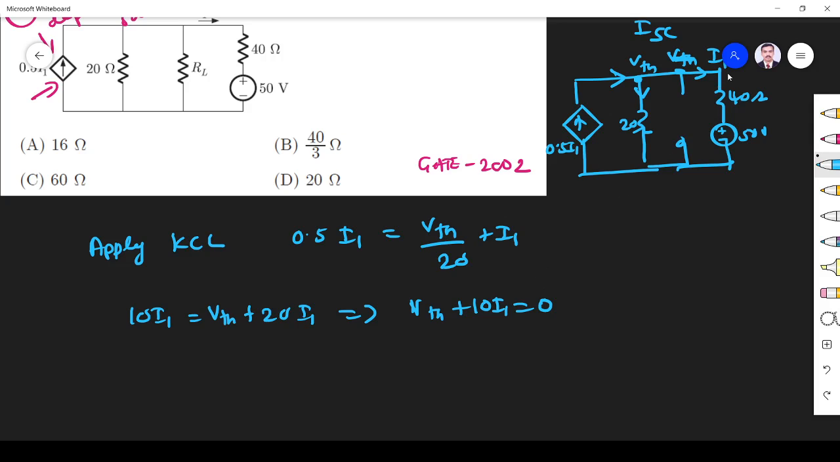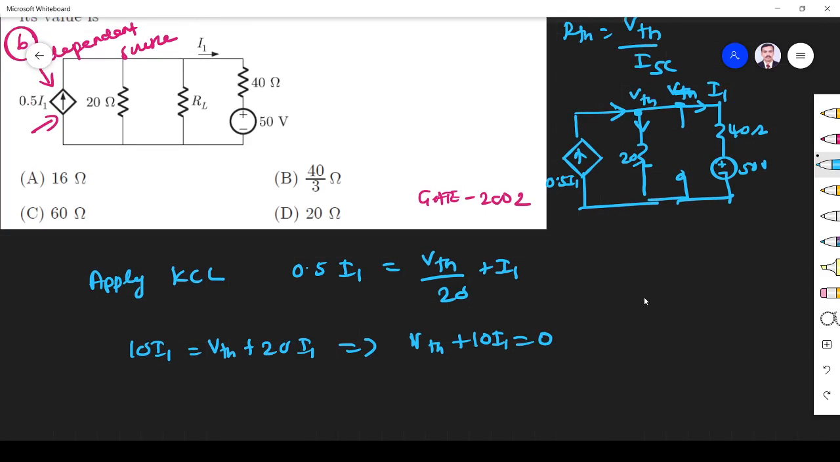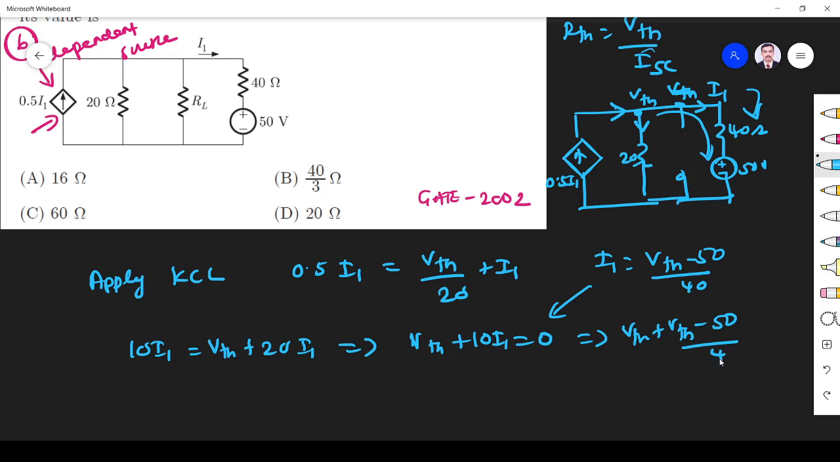From this branch we can say I1 is equal to V Thevenin minus 50 by 40. Substitute this here: V Thevenin plus V Thevenin minus 50 by 4, because 10 divided by 40 is 1 by 4, is equal to 0. This implies V Thevenin is equal to 10 volt, if we simplify.